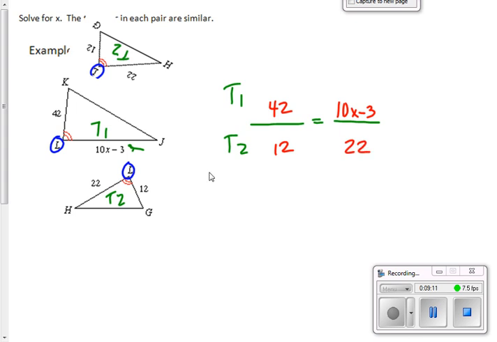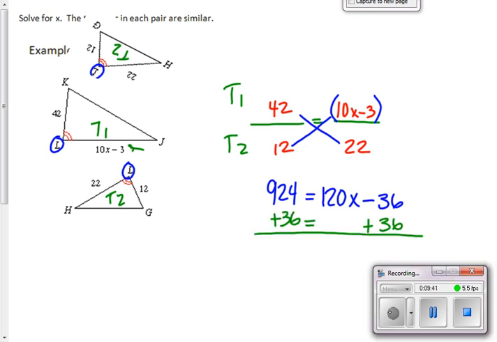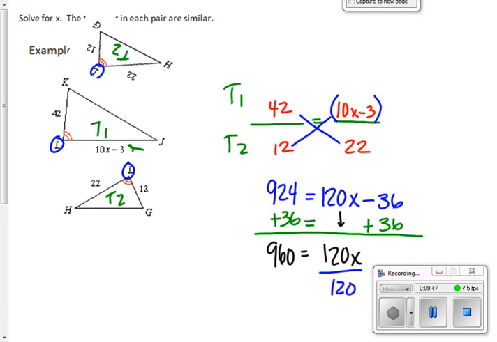So now you go ahead and you cross multiply and divide again. When you cross multiply, you have 42 times 22, which is giving you 924, equals. Well, when you cross multiply here, you're taking 12 into a binomial here. So you need to actually go ahead and FOIL this. 120x minus 36. Now you're back to solving equations. Get x by itself. Adding 36 to both sides, giving us 960 equals 120x. Getting x alone by dividing by 120. Finding out that x is 8.